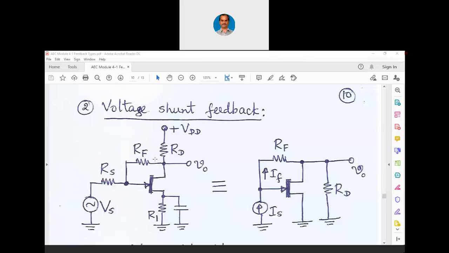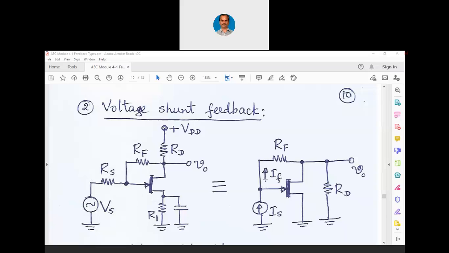When we connect a feedback resistance from the output back to the gate, it is working like a voltage shunt feedback. Now for the sake of our analysis, let us replace this particular circuit slightly in a different fashion. Because if you have to analyze, then it is better to have a current source only, as I told you earlier. So now with the Vs and Rs together, we will replace it as Is here. Is is nothing but Vs by Rs there.